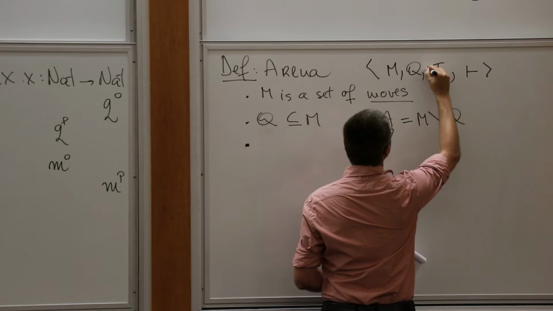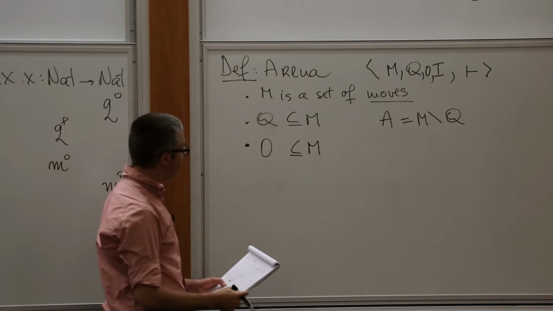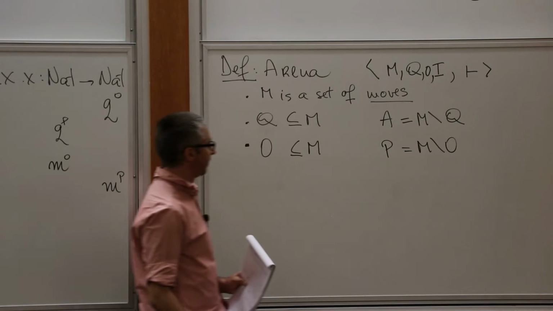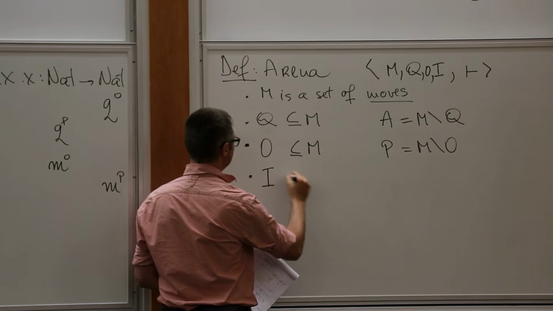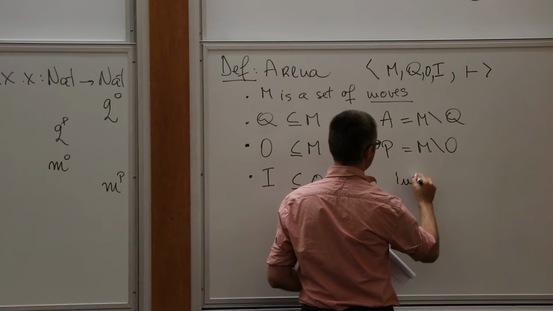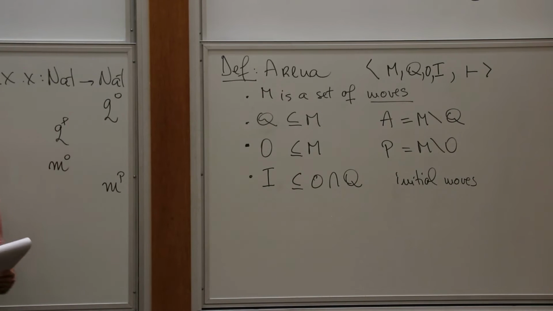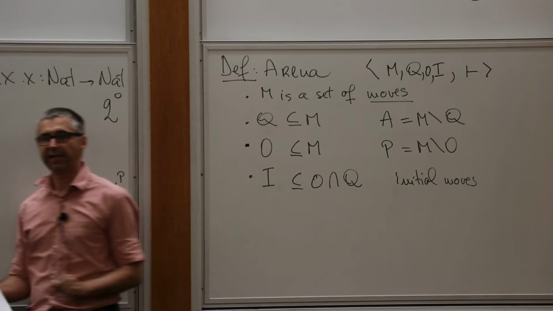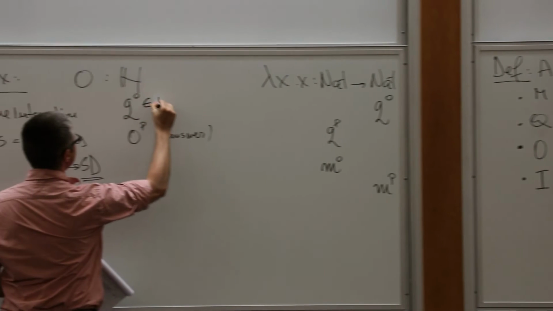I forgot one thing in the tuple here. O is the subset of opponent moves. P is the subset of proponent moves. I is a distinguished subset of opponent questions, which are called the initial moves. In this example, this was an initial move.